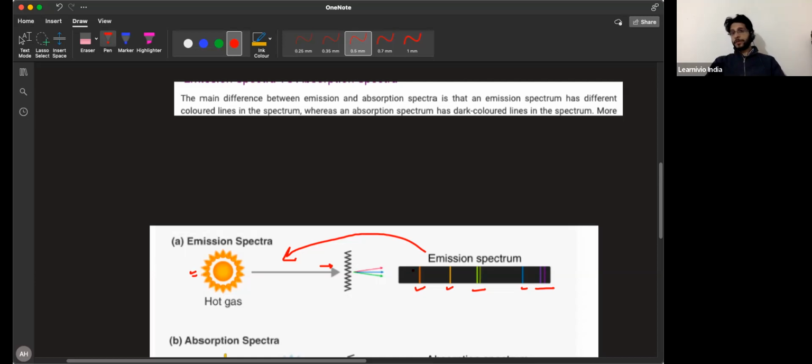This emission spectrum, again repeating, is specific for a particular element. Helium has a specific spectrum, and the spectrum of helium will not match that of hydrogen. It's like the fingerprints of human beings. Is this emission spectrum clear?